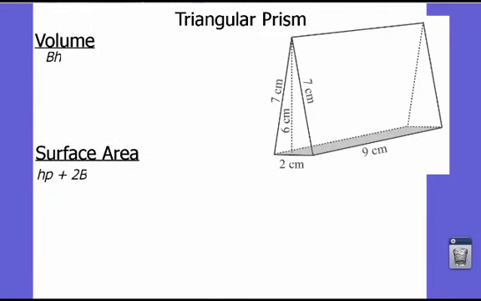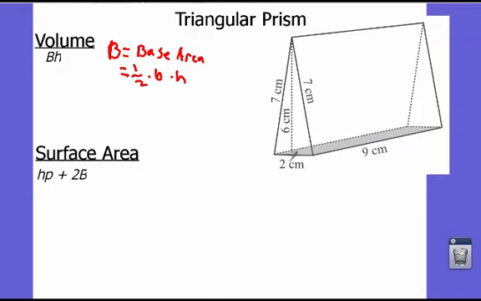So the next shape we're going to talk about are triangular prisms. And it's pretty similar to a rectangular prism, except our base is now a triangle instead of a rectangle. So our formula is B times H, where B stands for the base area. So we look at this and we say, well, the base is a triangle, so we should know that the base area of a triangle is 1/2 times the base of the triangle times the height of the triangle.